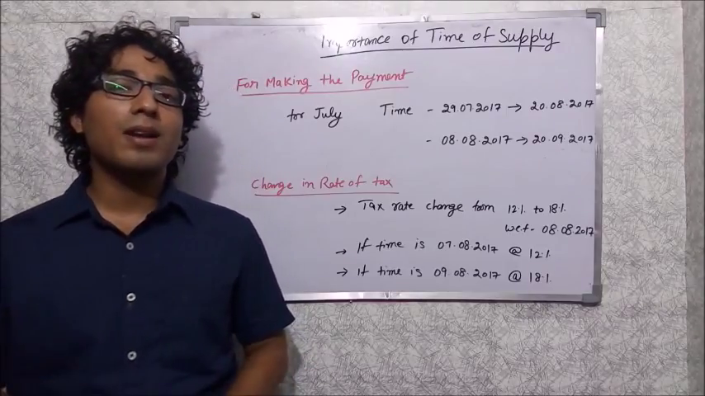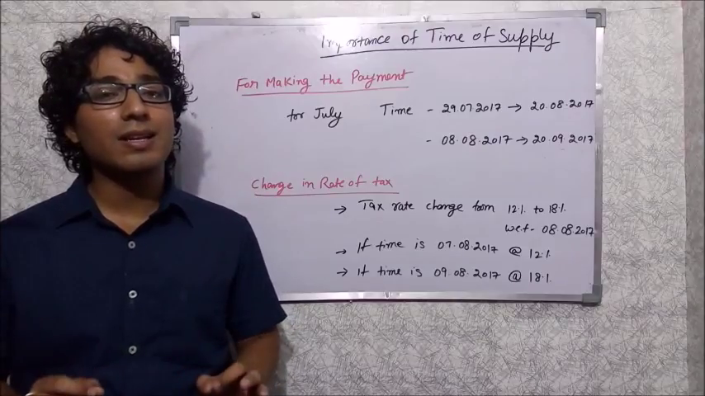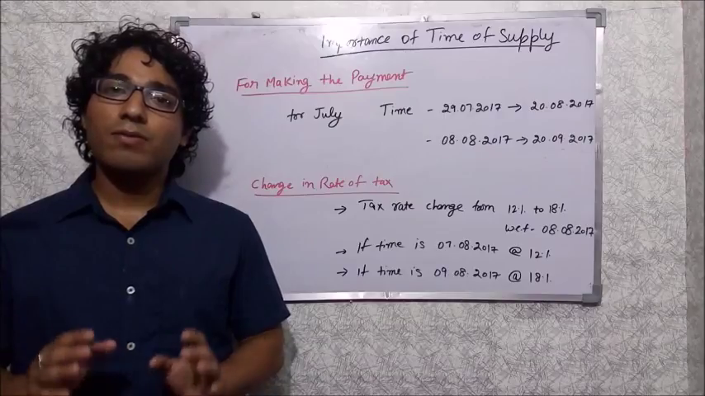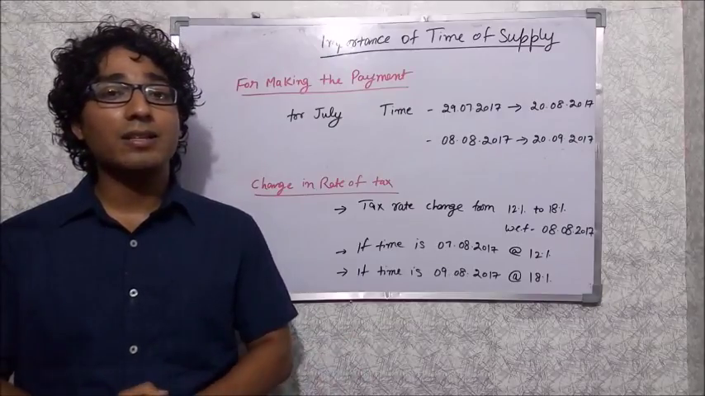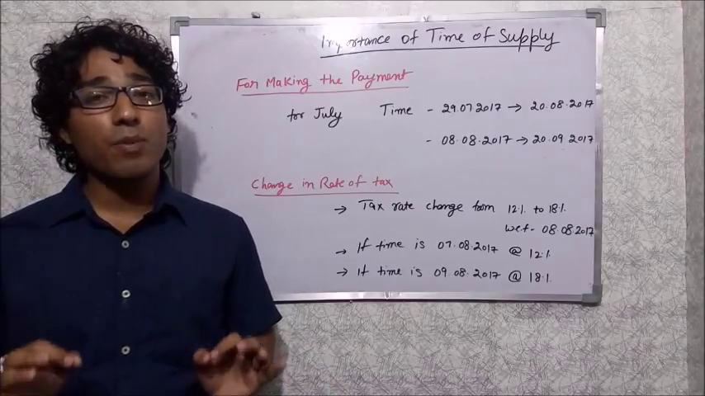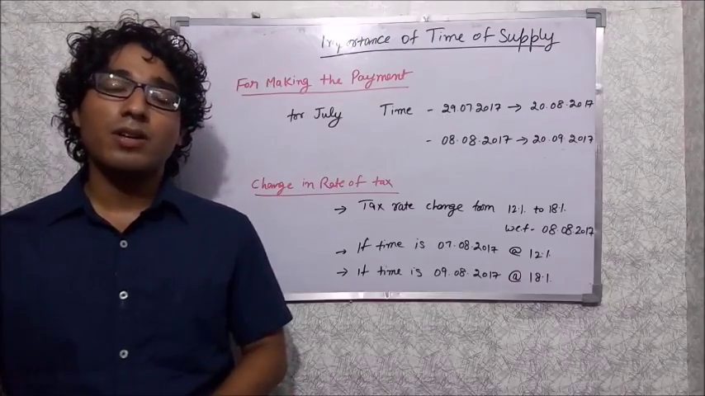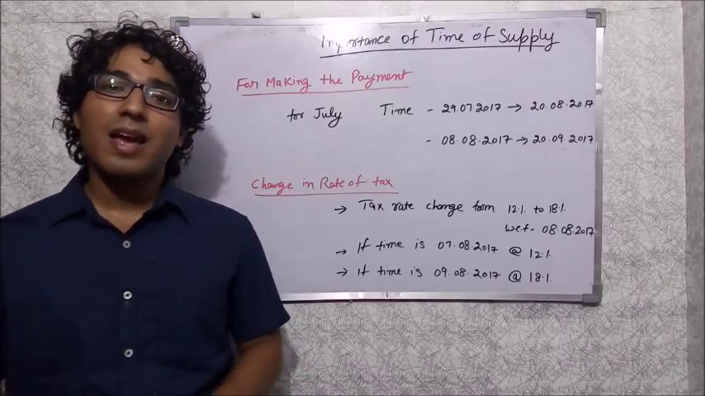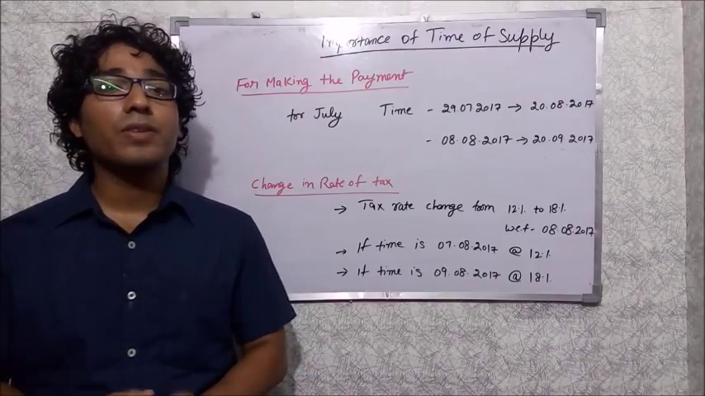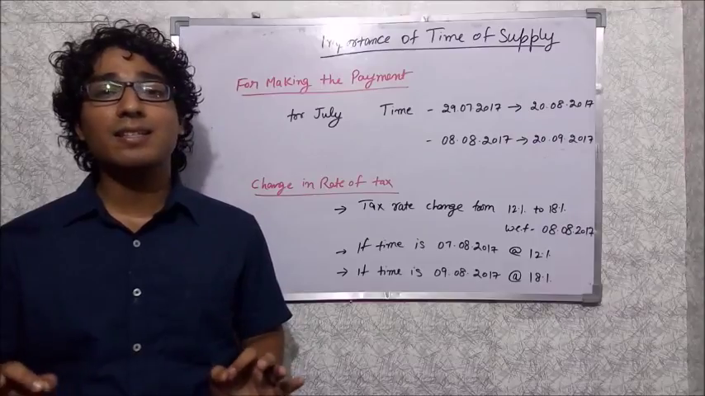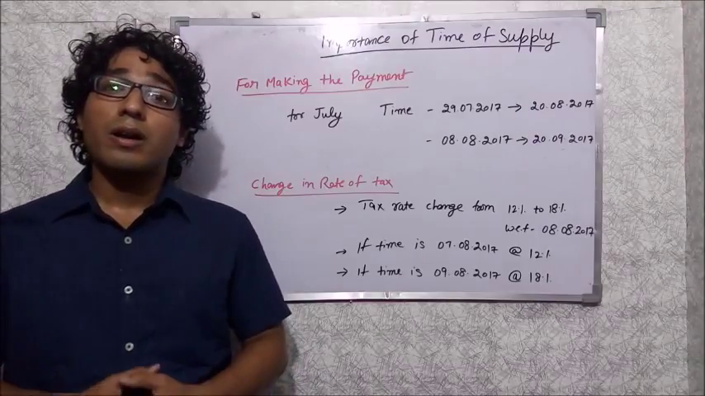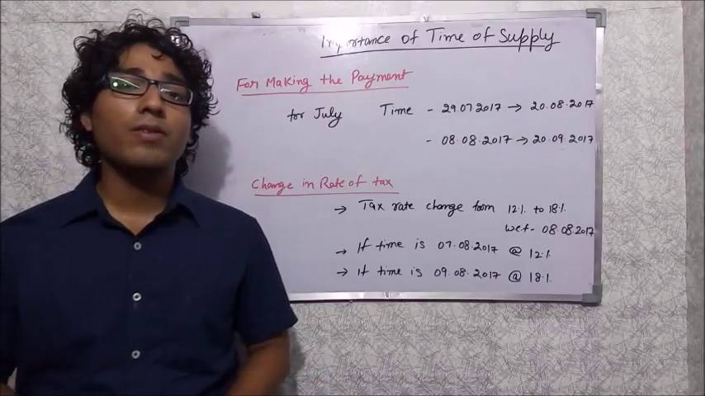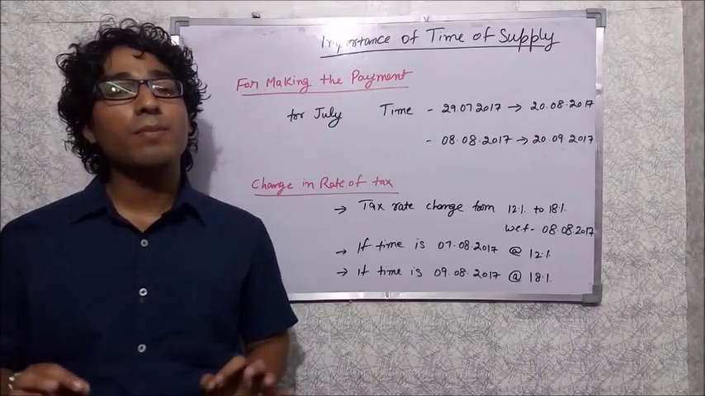So let me give you an example of why you need to understand the time of supply of goods or services under GST. Just as we talked about in the previous question, the time of supply of goods or services is important to understand for two reasons. First of all, you have to make the payment under GST on the basis of the time of supply of goods or services. And the second reason is that if there is a change in the tax rate under GST, then you also need the knowledge of the time of supply. So let me give you a practical example of both of these.